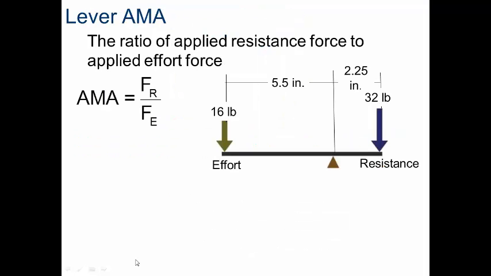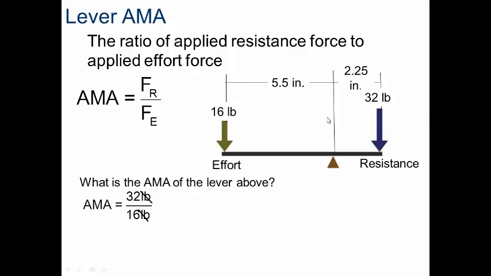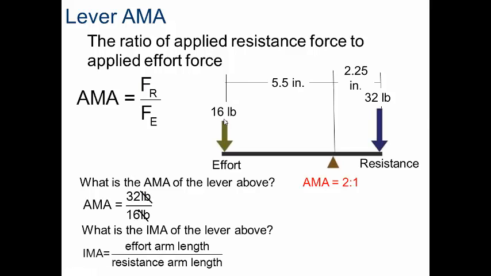Once we actually try out this lever, though, we might get a different actual mechanical advantage. Again, the ratio of the applied resistance force to the applied effort force is what gives us our AMA. So let's say it didn't take us 15 pounds to do that, but instead it took us 16 pounds. The actual mechanics of the lever above, we're going to take our force of the resistance, what it is that I'm able to lift, divided by the force of the effort, so what I was putting in. 32 divided by 16 gives me an actual mechanical advantage of 2:1.